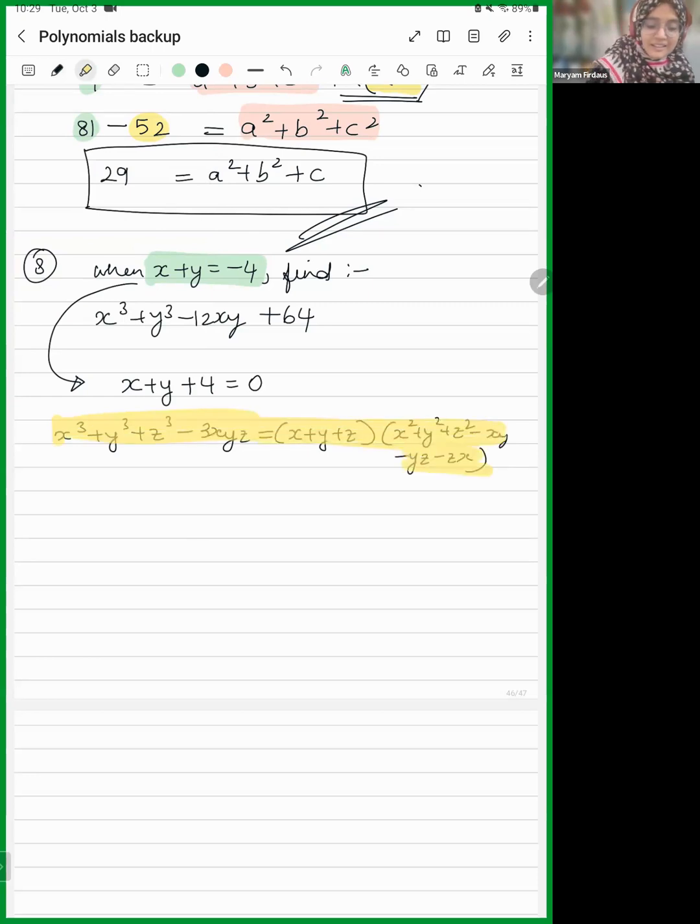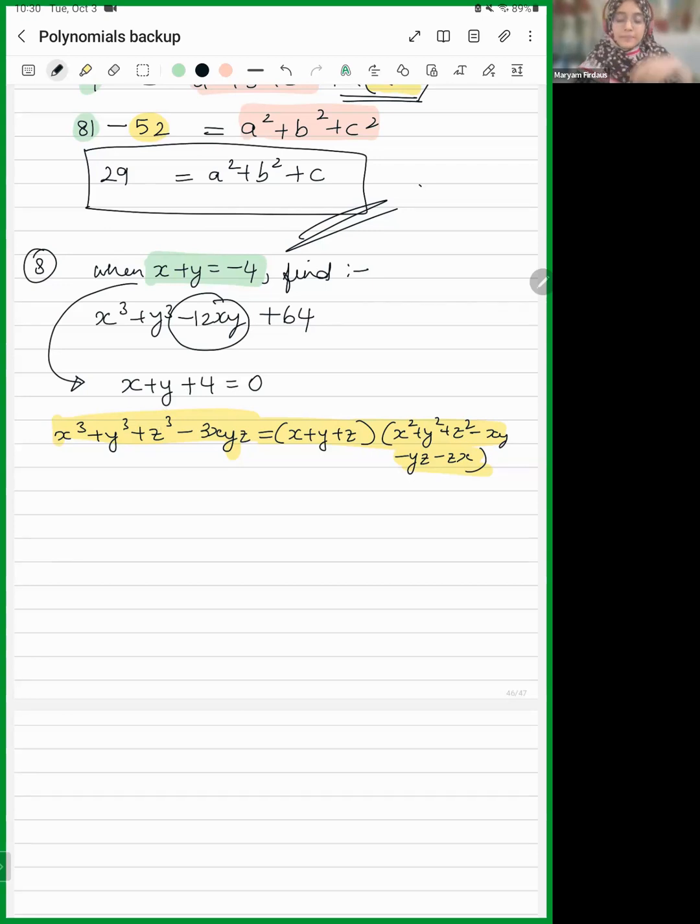Okay, so this means this is your x plus y plus z, and your z is basically 4 over here. And can you see that this is x cube, this is y cube, and this is your z cube, 4 cube. And then this becomes your minus 3xyz, which is x into y into, and what is z? 4. So 3xyz is 12xy. Does it make sense? Ma'am, can you repeat what you said again?